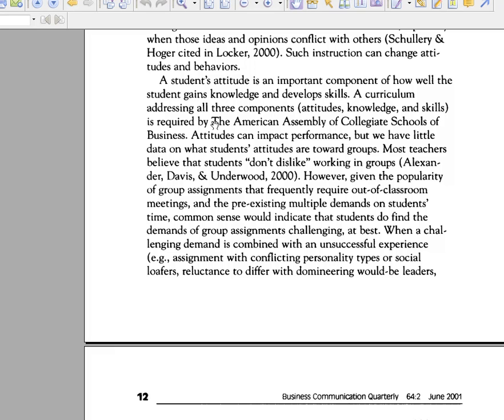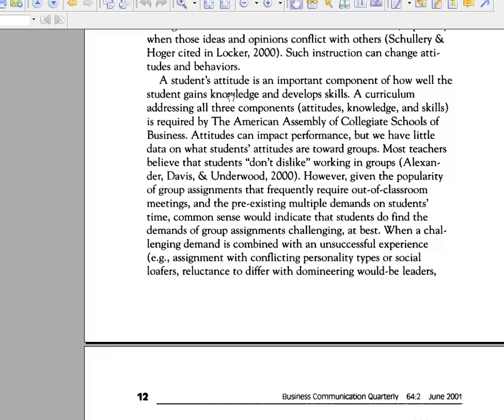"A curriculum addressing all three components, attitudes, knowledge, and skills, is required by the American Assembly of Collegiate Schools of Business. Attitudes can impact performance, but we have little data on what students' attitudes are towards groups." So what we already find is that here we've got attitude in our first sentence, and that the word attitude reoccurs as the next focus.